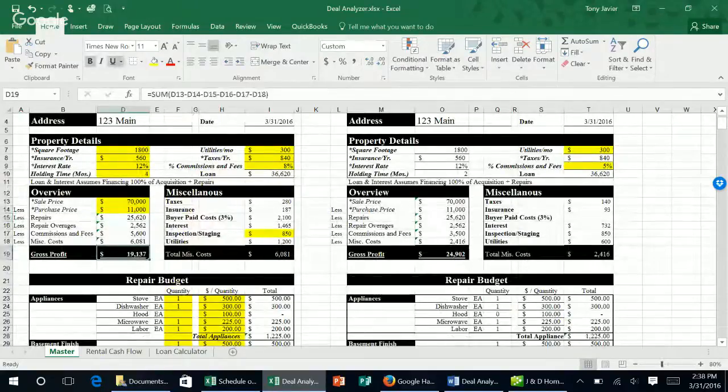All right. So for us, just so you know, in this type of property, we want to make probably at least 15 grand on this type of deal. If we can get to 20, that's even better. For a low priced house, that's a very good number.